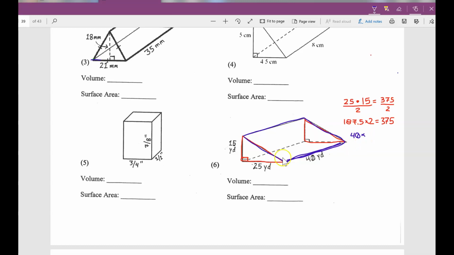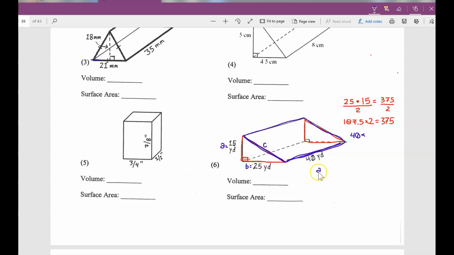But then we need to know the other dimension of the rectangle, which is this. We don't have that number. It's not written on the sheet. So we have to use the Pythagorean theorem. a squared plus b squared equals c squared. We know a and b, and we need to find c. How do we do that?